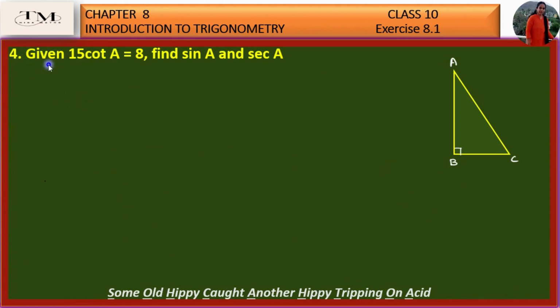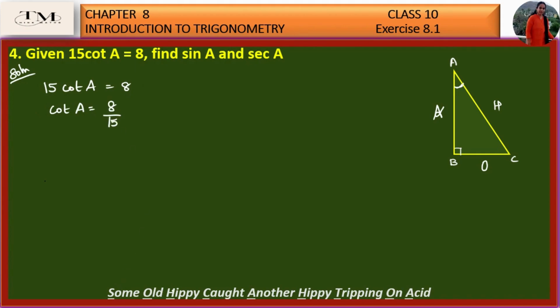Fourth problem: given 15 cot A equal to 8, find sin A and secant A. This is the same as the previous problem. Here it is about angle A. The angle opposite to 90 degrees is the hypotenuse. For angle A, the opposite side is BC, so BC is opposite and the remaining side is adjacent. Let us start the solution. It is given that 15 cot A equal to 8, so cot A will be equal to 8 by 15.